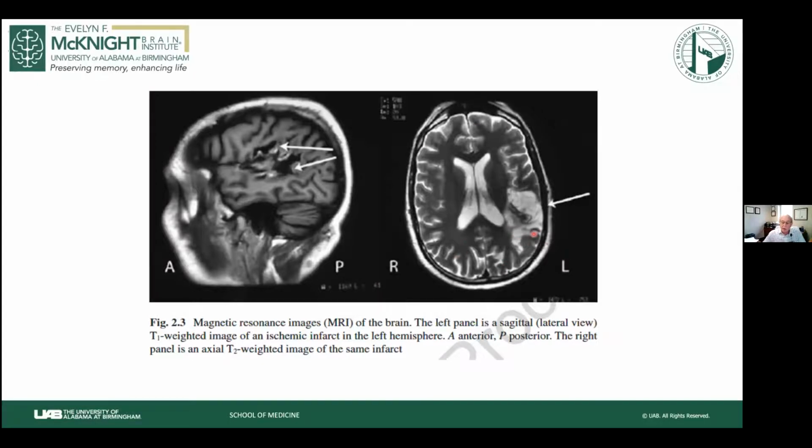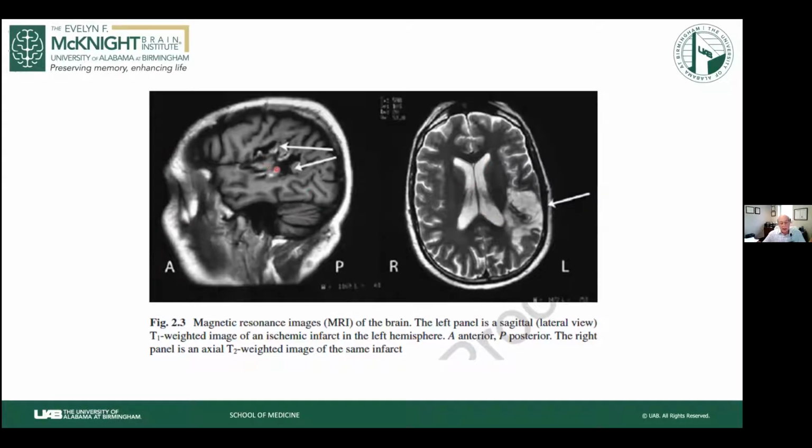This is a stroke right over here, an ischemic stroke, lower division, of the left middle cerebral artery. Typically, this would produce a Wernicke's aphasia, left side of the brain, right side of the brain. And you'll notice that in a T2 image here, it looks bright. These are the ventricles here, and they also appear white on a T2 weighted image.